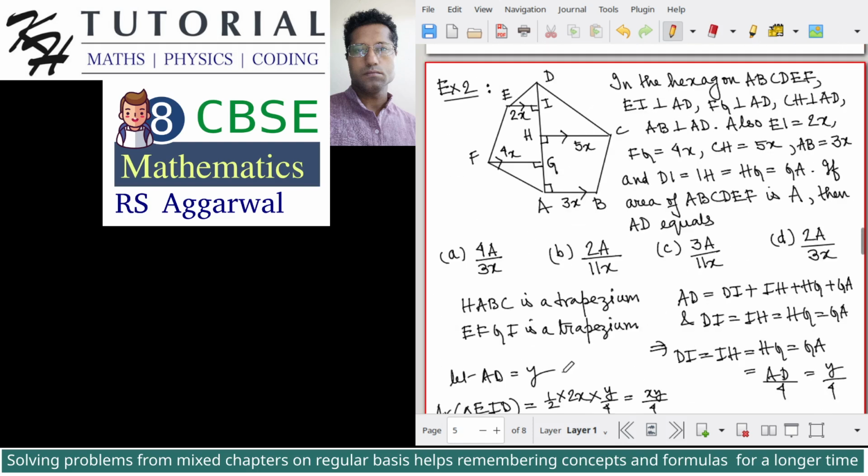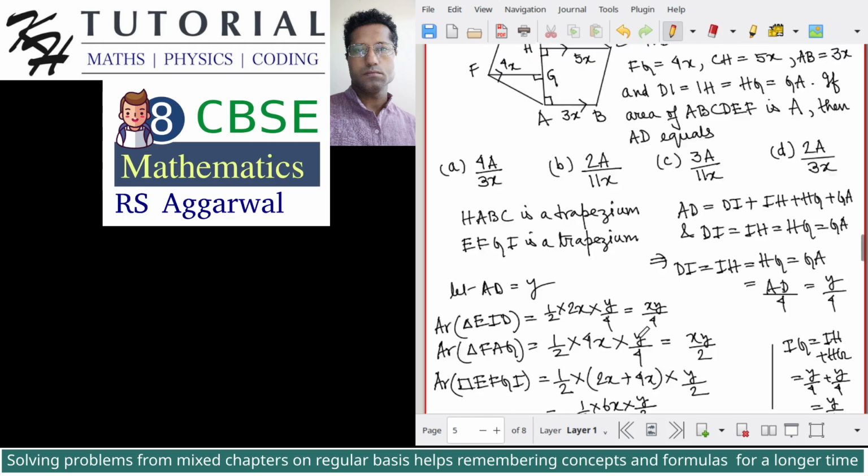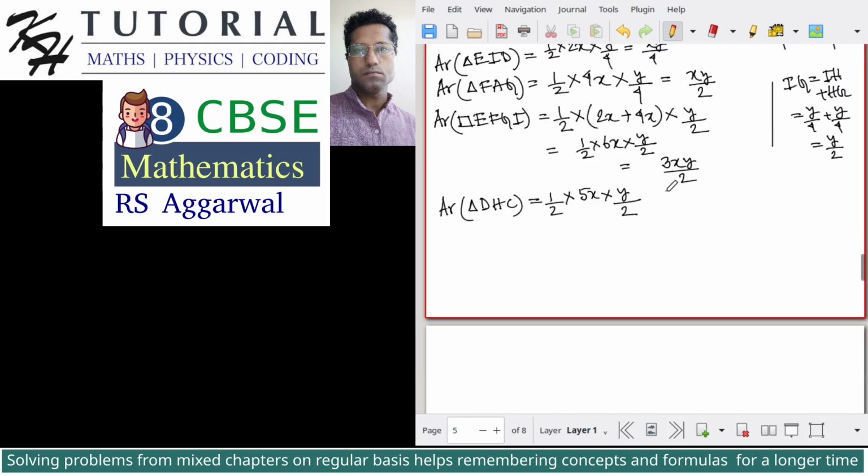The height, altitude, is CH, which is 5x, and the base is DH, which is DI plus IH, which will be y by 4 plus y by 4, that is y by 2. DH is y by 2. So half multiplied by 5x multiplied by y by 2, which is equal to 5xy by 4.